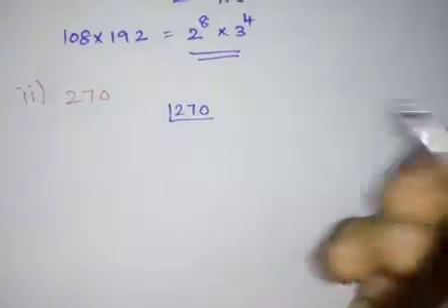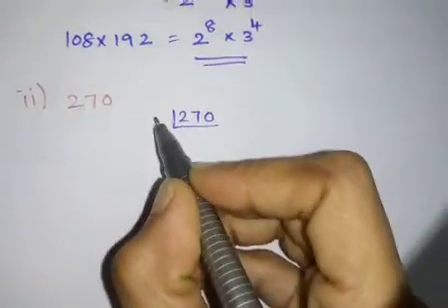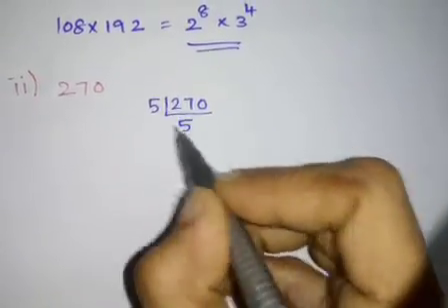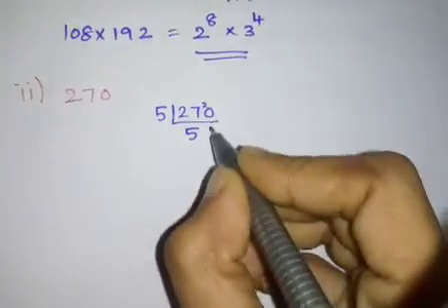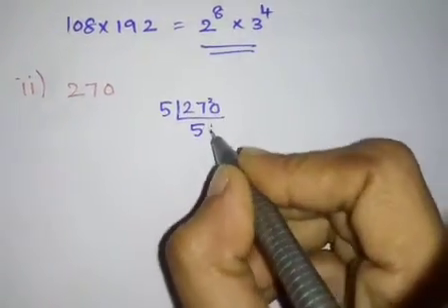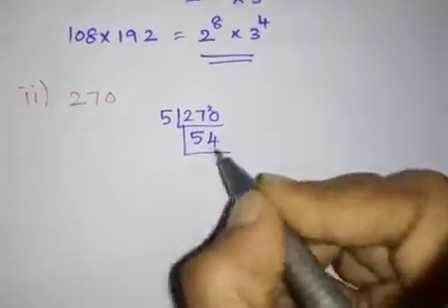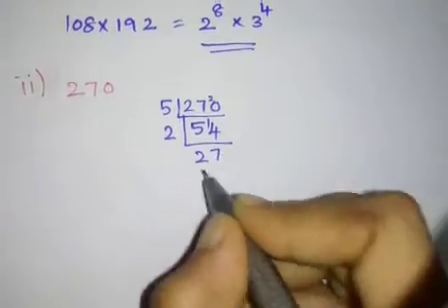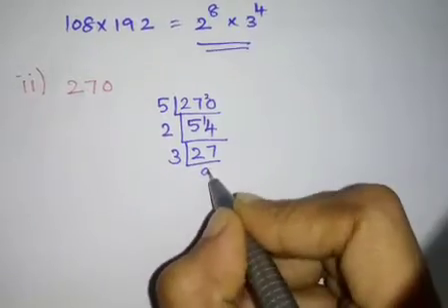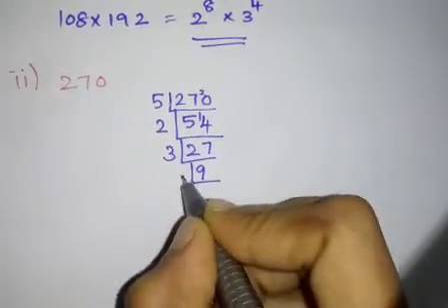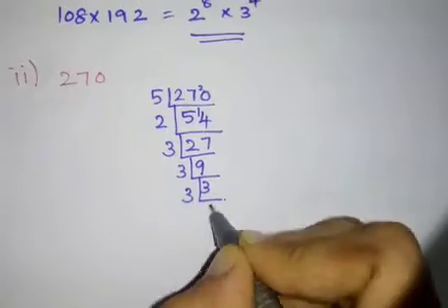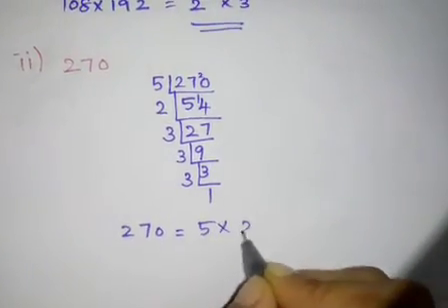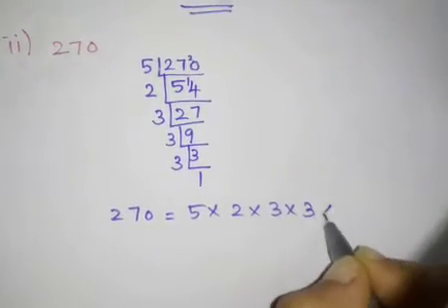Okay, 270. Next problem. It comes in the 5 table because the last digit is 0. 5 5s are 25. Remainder 2. 0 has become 20. 5 4s are 20. Then in the 2 table, 2 2s are 4. Remainder 1. 7 2s are 14. Then third table, 3 9s are 27, 3 3s are 9, 3 1s are 3. So how will we write 270? As 5 into 2 into 3 into 3 into 3.